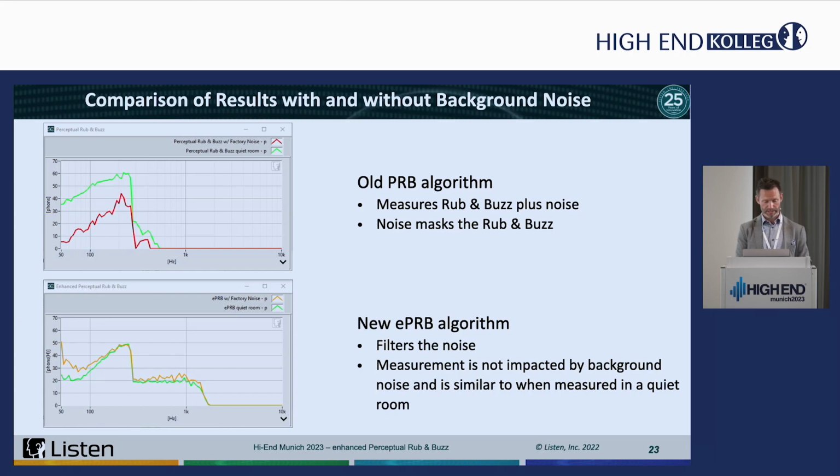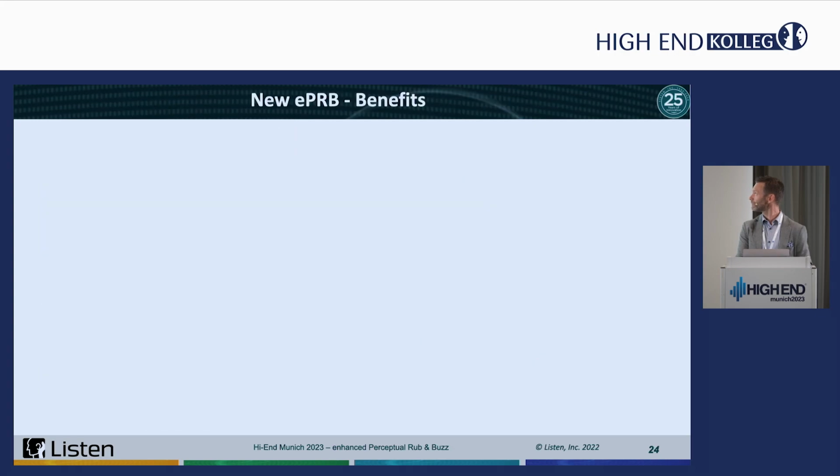So the only slight discrepancy here is the very lowest frequencies where the factory background noise is the highest, about 80 dB SPL. And the loudspeaker under test has very low output, about 70 dB. So at these frequencies, we have a negative signal to noise ratio. And even though we can attenuate background noise, no amount of filtering and signal processing can easily overcome a negative signal to noise ratio.